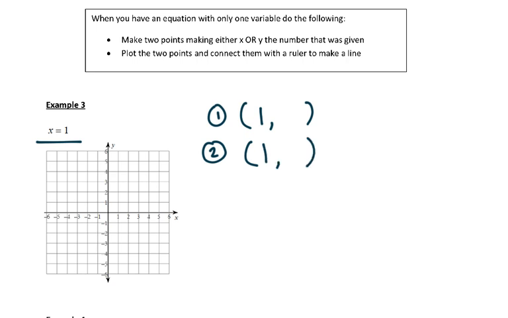Now for the y value, I can pick anything I want. It just has to be a number on the graph. So let's pick 4 and -3. I'm going to plot 1, comma 4, and then 1, comma -3. I take my ruler, I draw a line in, I notice that it's vertical.